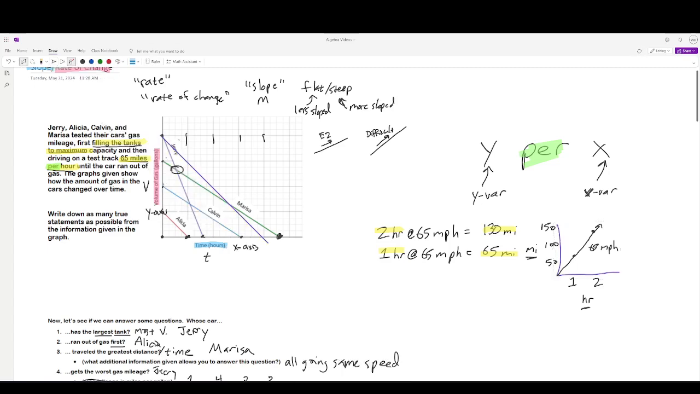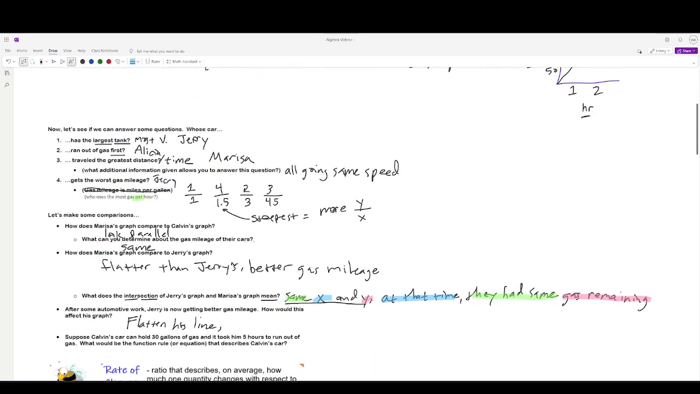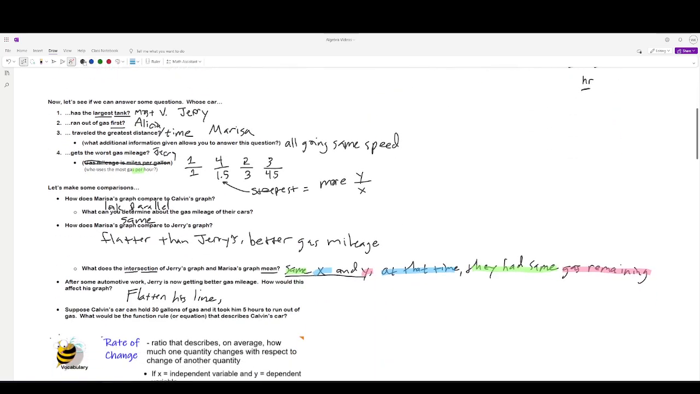And that means we have two things. One, the line is flatter. And two, he drove for a longer time. So he can drive for a longer time, which we said in this case, because of the constant speed, is also a longer distance. So he can drive his truck longer before it runs out of gas.